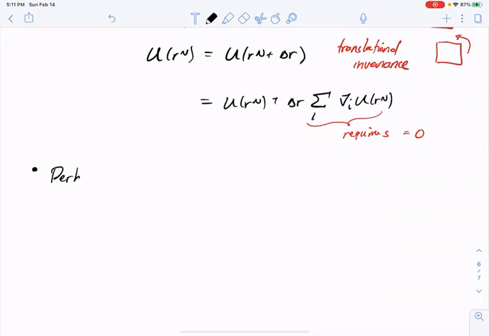However, perhaps the most important feature of Verlet's algorithm is that, like the Liouvillean, the action of this discrete update conserves probability.